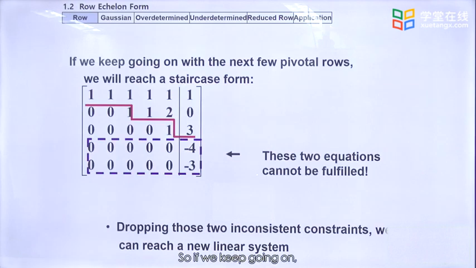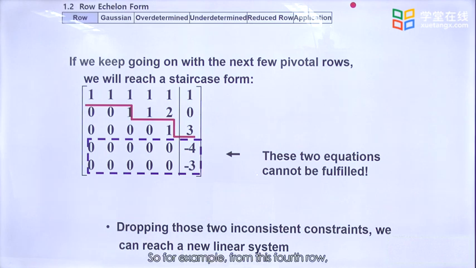If we keep going on with the next few pivotal rows, we will reach a staircase form. We will reach this form. See, for this augmented matrix, we found the last two rows. On the left side, they are zeros. However, the right-hand side is non-zero.